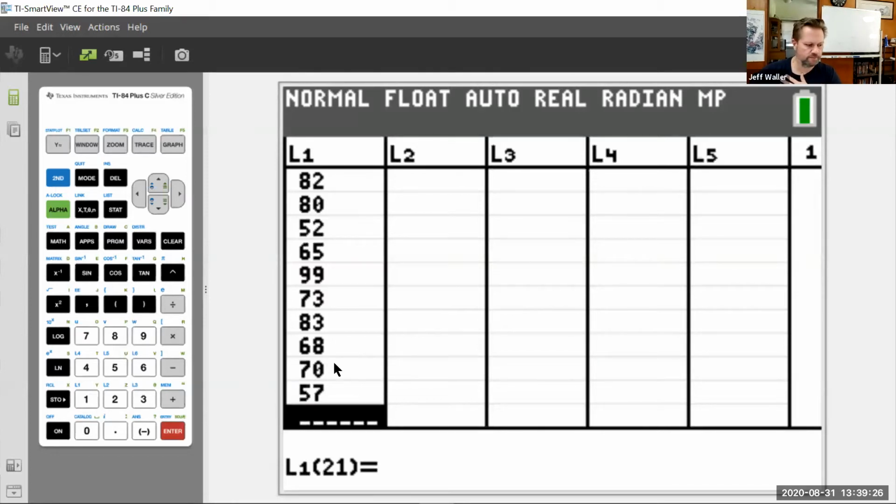You can overwrite a data point also. So if this was supposed to be 60, I could just put 60 there, but it isn't. So let me go put 70 back there. 70. Bam.